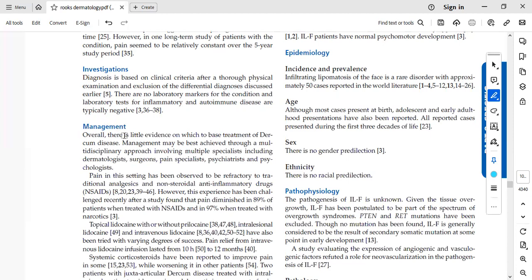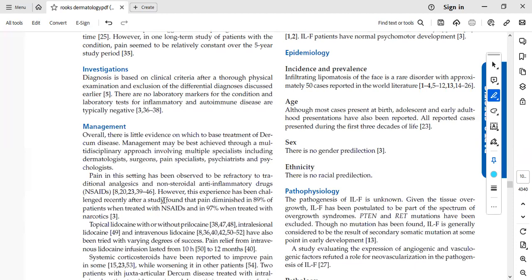The management: overall, there is little evidence on which to base treatment of Dercum disease. Management may be best achieved through a multidisciplinary approach involving multiple specialists. Pain in this setting has been observed to be refractory to traditional analgesics and NSAIDs. However, this experience has been challenged recently after a study in which pain diminished in 89% of the patients when treated with NSAIDs and 97% when treated with narcotics.